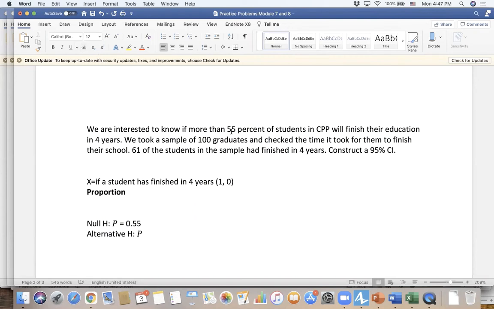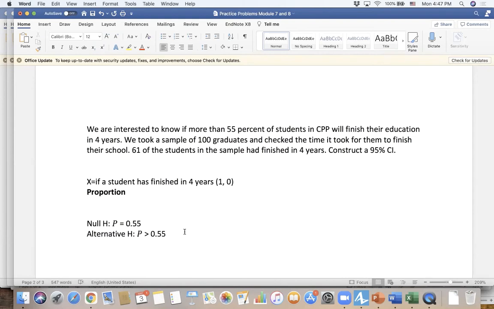Yeah, if more than 55% of students will finish in 4 years. We are interested to test that. So I'm interested to know if P is greater than 0.55. And obviously my null is that P is 0.55, and my alternative is that more than 55% of students will finish in 4 years, okay?